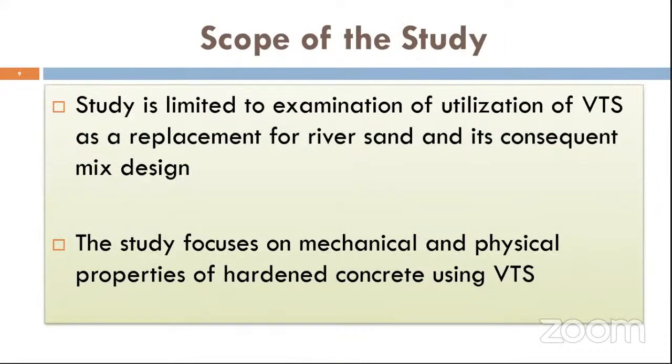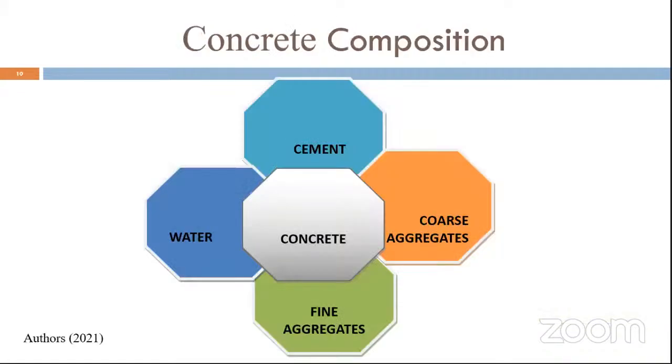Scope of the study. The study is limited to examination of the utilization of volcanic tuff sand as a replacement for river sand and its consequent mix design. The study focuses on mechanical and physical properties of hardened concrete using volcanic tuff sand. Concrete is made up of a mixture of water, fine aggregate, coarse aggregate, and cement.